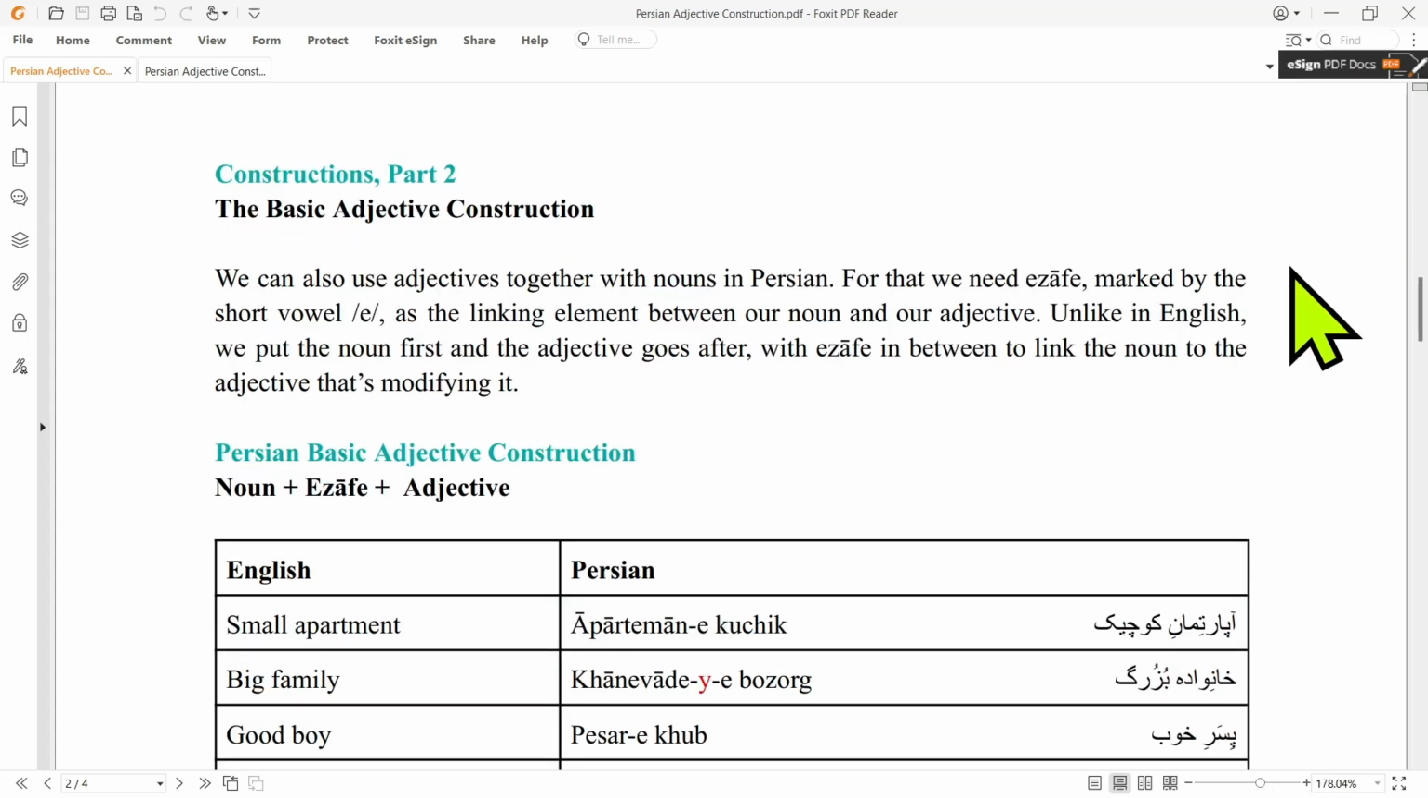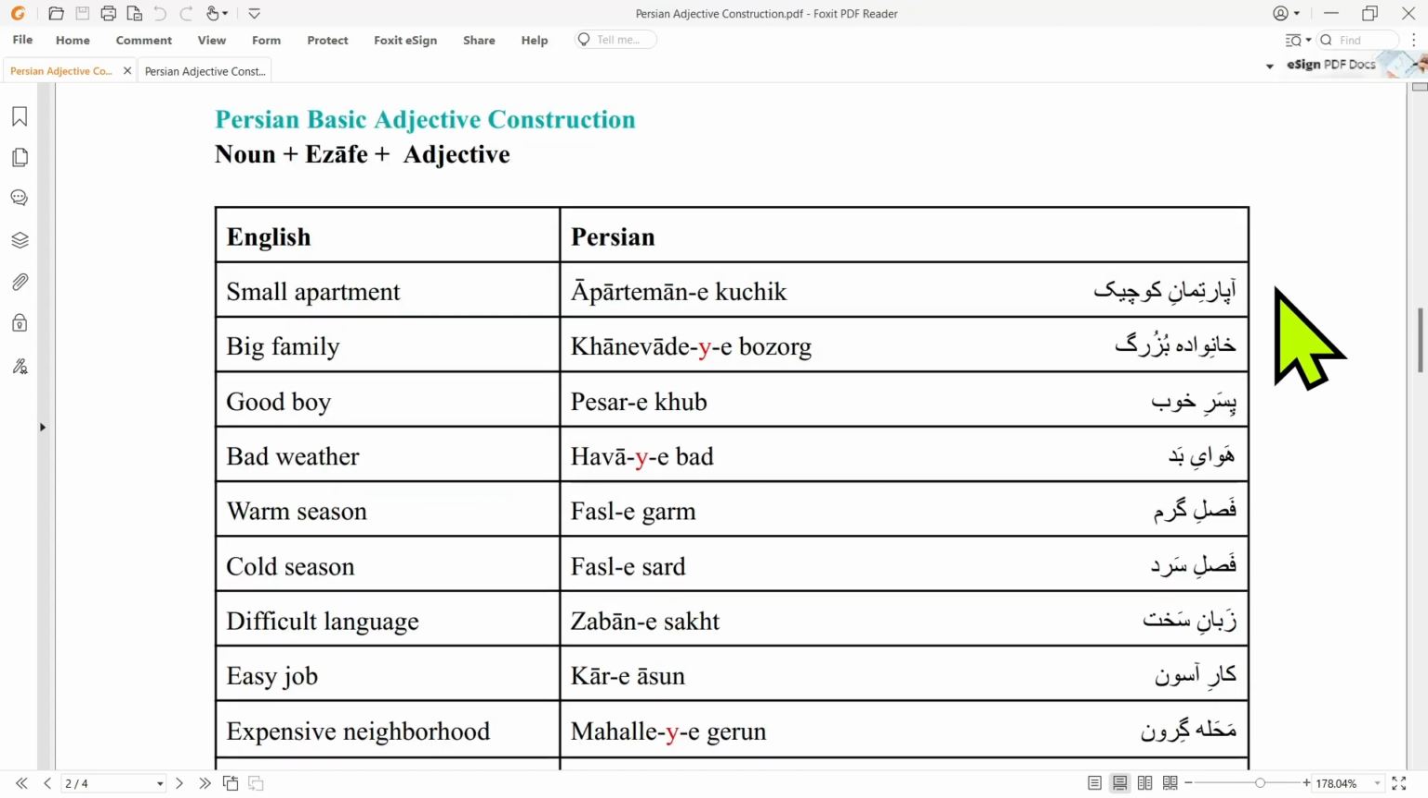We can also use adjectives together with nouns in Persian. For that, we need ezāfe as the linking element between our noun and our adjective. Unlike in English, we put the noun first and the adjective goes after, with ezāfe in between to link the noun to the adjective that's modifying it. For example, when we want to say a small apartment, we start with our noun, apartman, we attach our linking element to it, and then we add our adjective, kuchik.